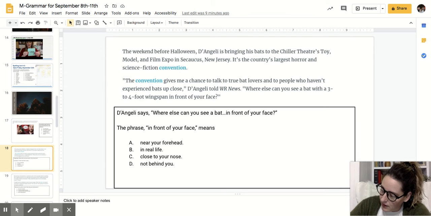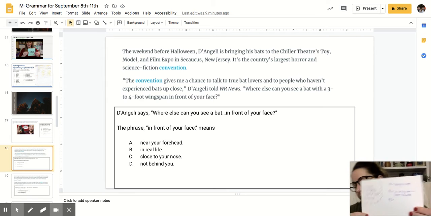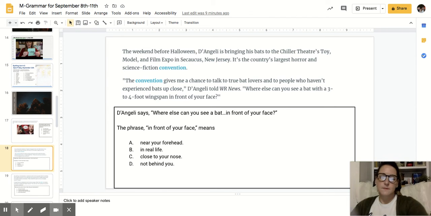Draw my 9 with a line 3. I'm going to put this in front so you can see. Let's read it. The convention gives me a chance to talk to true bat lovers and to people who haven't experienced bats up close. D'Angeli told WR News, where else can you see a bat with a 3 to 4 foot wingspan in front of your face?